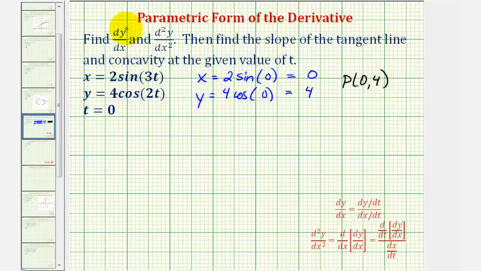Now let's find the first derivative of y with respect to x. And because we have parametric equations, remember dy/dx is equal to dy/dt divided by dx/dt. So dy/dx is equal to, again, dy/dt divided by dx/dt. Well, here's y. The derivative of 4 cosine 2t with respect to t is going to require the chain rule. So we'll have negative 4 sine 2t times the derivative of 2t, which is 2, so times 2. And dx/dt is going to be equal to 2 cosine 3t times 3.